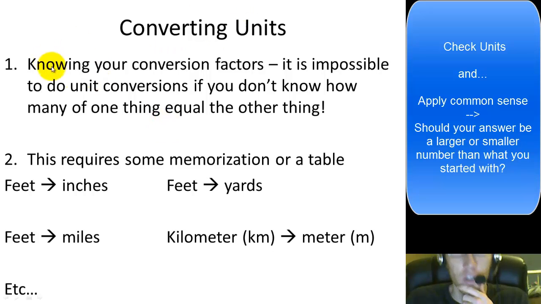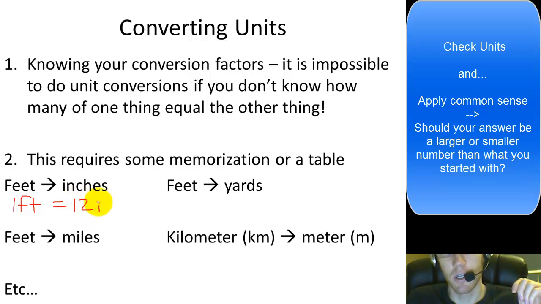So in order to do unit conversions, you have to have memorized or have some kind of table with the different factors. How many of object A fit into object B? For example, how many feet are in 1 inch? Or how many inches are in 1 foot? So the conversion factor from feet to inches is that 1 foot is equal to 12 inches. And all of the conversion factors, I've drawn the arrows one way, but they really do go both ways. You can use this conversion factor to convert feet into inches, or inches into feet.